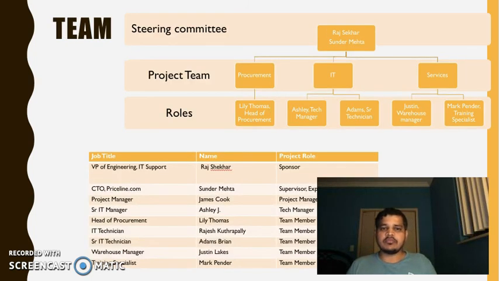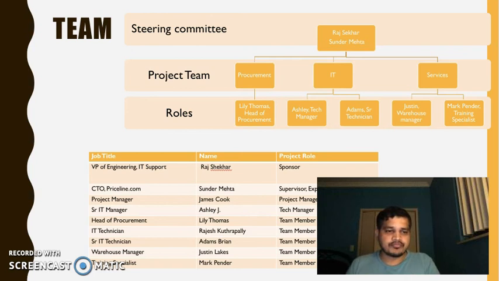The stakeholders would be actually every team, every person in the company, since everyone's equipment would be changed. But the person who is steering this project would be Raj Shekhar, who is the actual sponsor, the VP of engineering, IT support. Sundar Mehta, our CTO, would also be a guiding force for us. He is especially giving his own time to this project because he knows how important it is. IT would be headed by Ashley. Procurement would be done by Lily Thomas, and services would be provided by Justin and Mark Pender and their team.